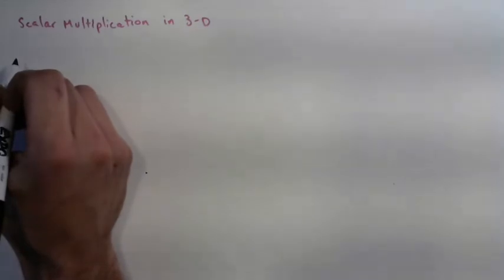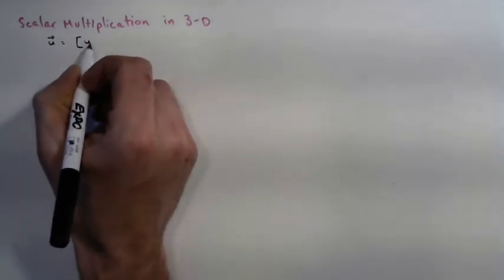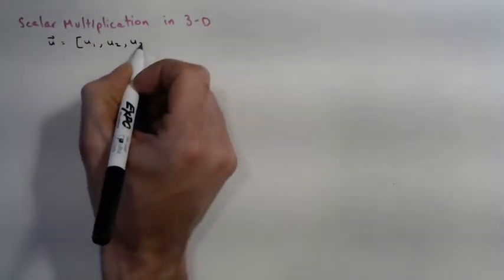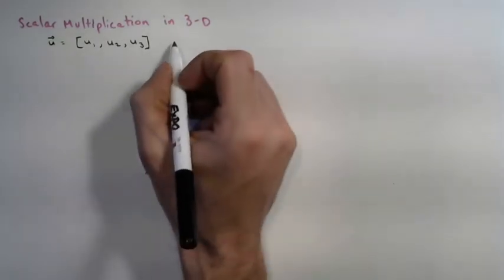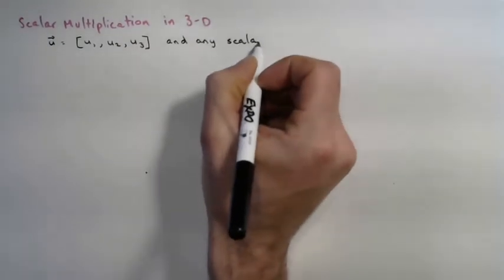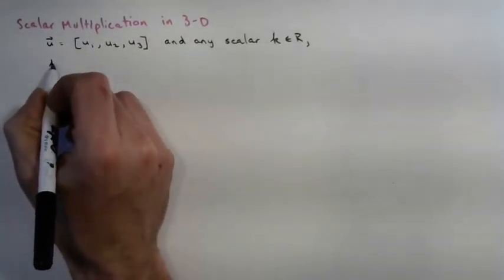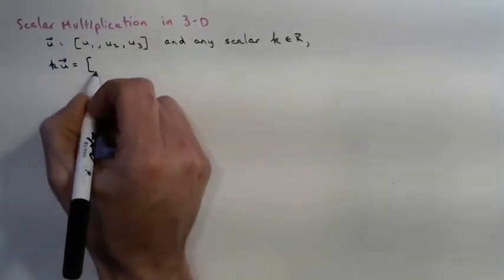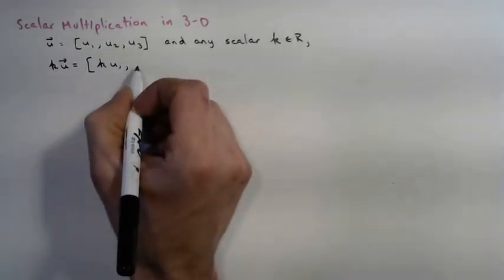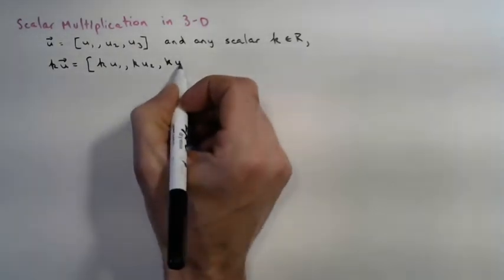We're going to run through some notes that are essentially the same when working with vectors in 2D or in 3D. First one is scalar multiplication. So if you have vector u in 3 dimensions, represented by u1, u2, u3, and any scalar k, which belongs to the set of real numbers, then you can develop vector ku. It's simply going to be ku1, ku2, ku3.